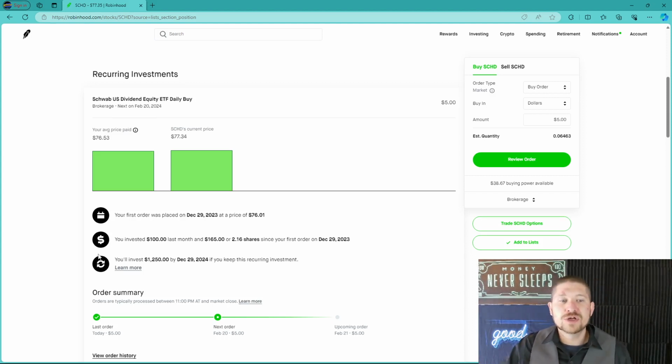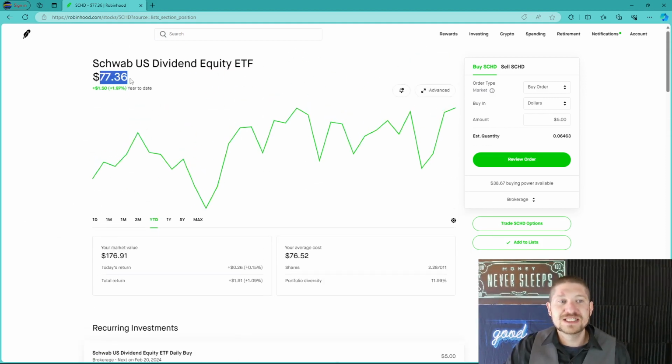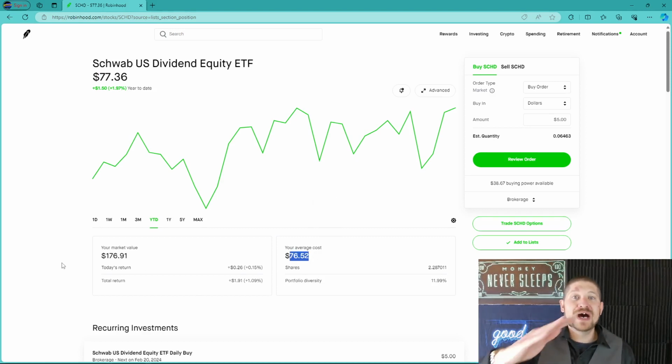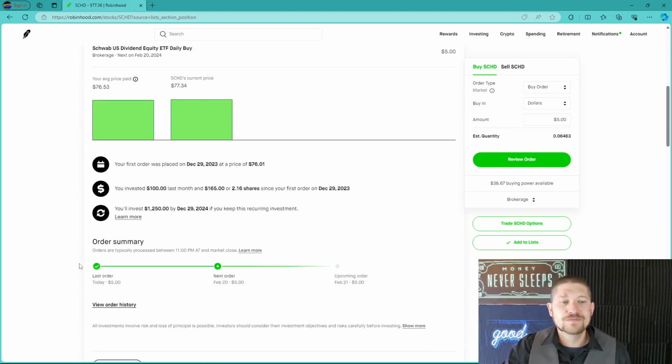So I did jumpstart this with $5 at a price of $76.01. So this company used to be at $76.01. Thus, that average cost, because I've been buying it as it's been going up. Now, if I would have bought $100 or $200 at $76.01, then I would definitely be up a heck of a lot more than only $1 or $2.